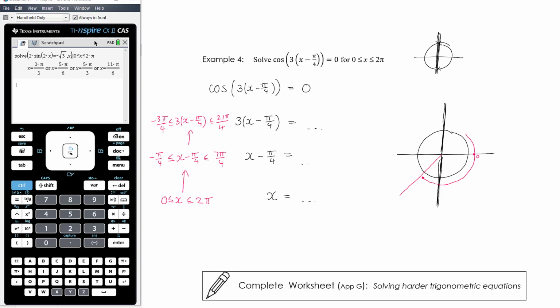Pi on 4, 2 pi on 4, 3 pi on 4, 4 pi on 4, 5 pi on 4, 6 pi on 4, 7 pi on 4, 8 pi on 4, which is 2 pi. 9 pi on 4, 10 pi on 4, 11 pi on 4, 12 pi on 4, 13 pi on 4, 14 pi on 4, 15 pi on 4, 16 pi on 4, which is 4 pi, 17 pi on 4, 18 pi on 4, 19 pi on 4, 20 pi on 4, 21 pi on 4.